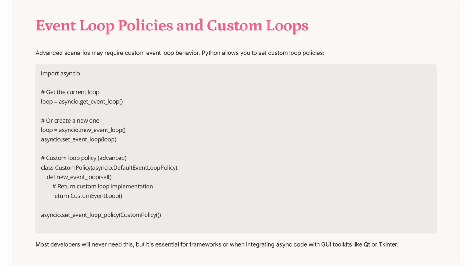Advanced scenarios may require custom event loop behavior. Python allows setting custom loop policies, crucial for frameworks or integrating async code with GUI toolkits like Qt or tkinter. Use asyncio.set_event_loop_policy with a custom policy to implement a custom loop. Most developers won't need this, but it's vital for specialized applications.